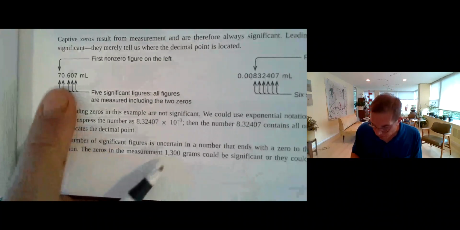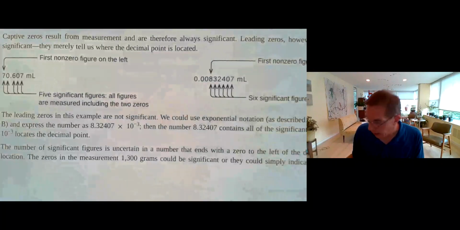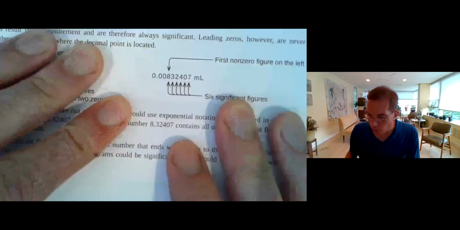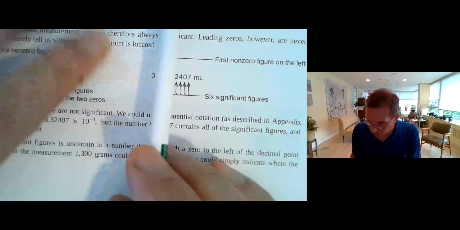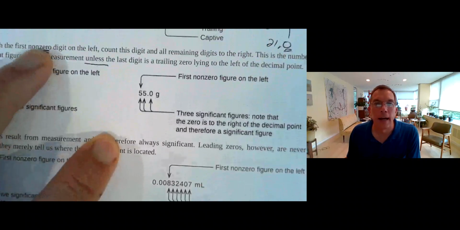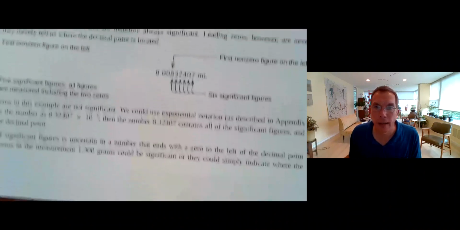First one has 5 significant figures. All of these, the zeros are both captive or embedded between numbers. And then lastly, we have this example. And notice this asks us to go back to starting with the first non-zero digit.